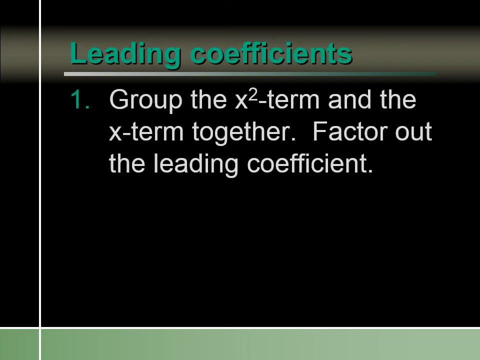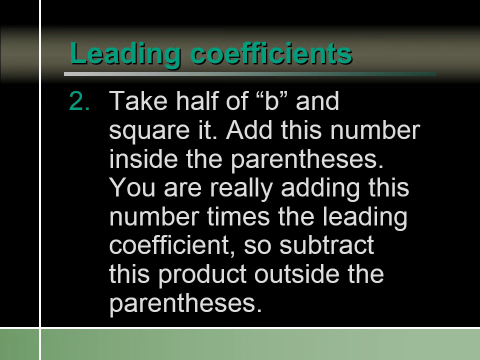So here are the steps when dealing with leading coefficients. Step 1 is kind of similar to step 1 of the other steps. We're going to still group the x squared term and the x term together, and then we're going to factor out the leading coefficient. Step 2, we are going to go ahead and do the completing the square process. We're going to take half of b and square it, and we're going to add it inside the parentheses. So that part is exactly like the steps that we've already learned.